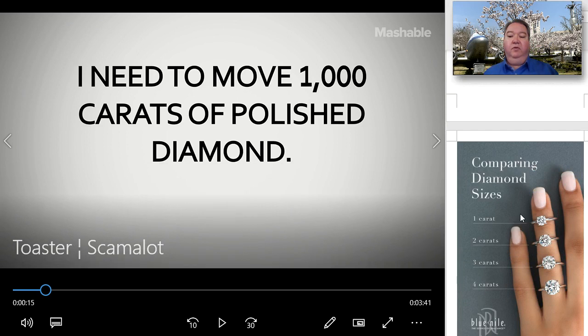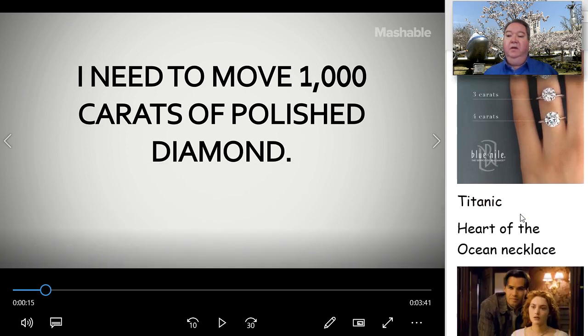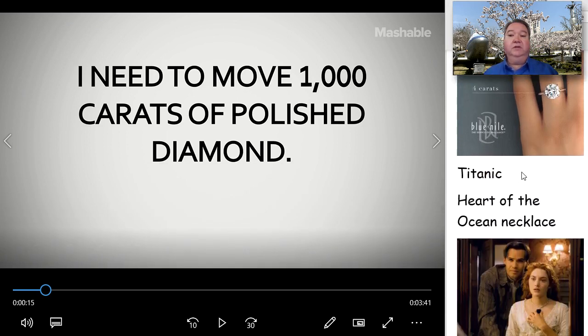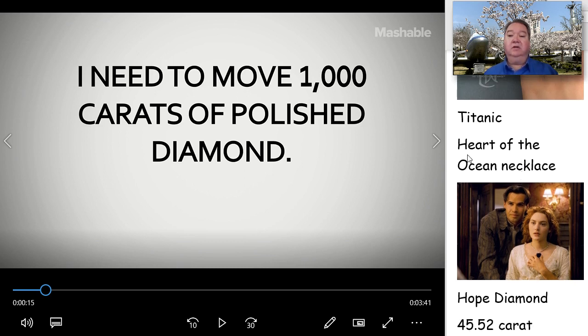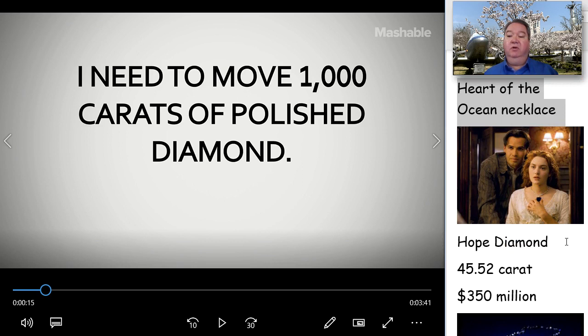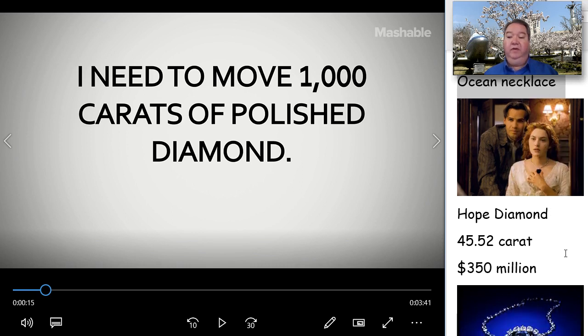Okay, just for comparison, if you watched Titanic, you may remember the Heart of the Ocean necklace that was in Titanic. That is the necklace that Rose's fiance gave to her. Cal here was his name. That's the necklace that he gave to her in the movie. Now that necklace in the movie is not real. It's not an actual diamond.